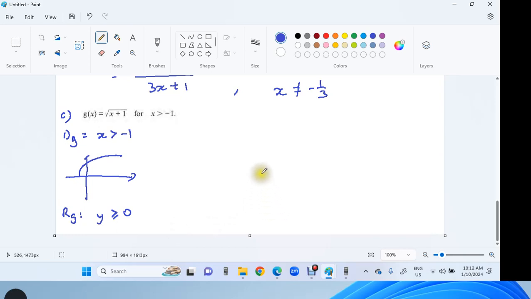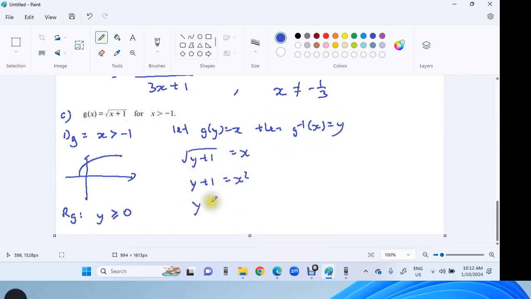Okay, so we want to find g inverse. So let g(y) equal to x, then g inverse of x equal to y. Then we have the square root of y plus 1 equal to x. Then y plus 1 equal to x squared. Then y equal to x squared minus 1. So the g inverse of x will become x squared minus 1.